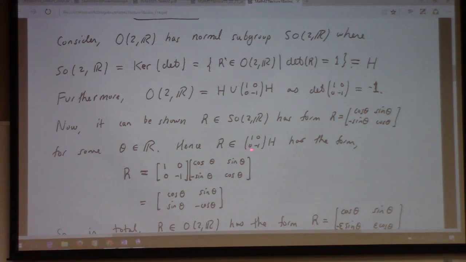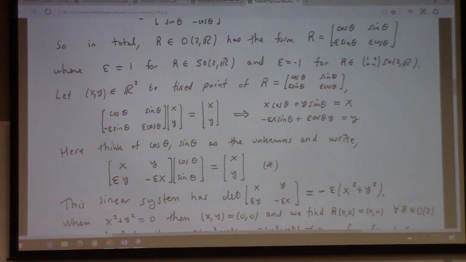But on the other hand, for the coset of this, if I take 1, 0, 0, minus 1 times the rotation, that gives me this. So altogether, an arbitrary 2 by 2 orthogonal transformation has the form cosine, sine, minus epsilon sine, epsilon cosine, where epsilon is plus or minus 1. That's everything. That completely describes all of the matrices in O2(R). That's just basically a parameterization of an arbitrary element there.